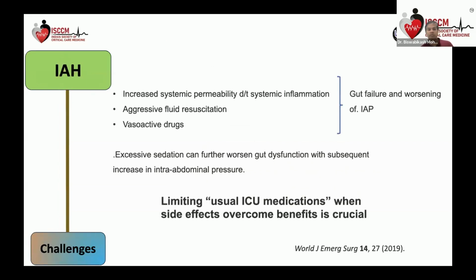Now, one complication I have mentioned here is intra-abdominal hypertension. So why is intra-abdominal hypertension more common in pancreatitis? This is due to increased systemic permeability due to systemic inflammation, aggressive fluid resuscitation, and vasoactive drugs, leading to gut failure and worsening of the intra-abdominal pressure.